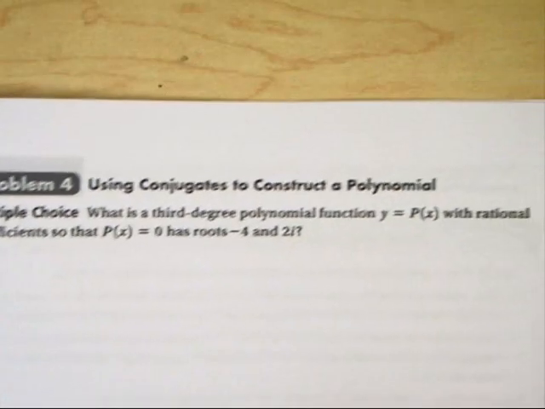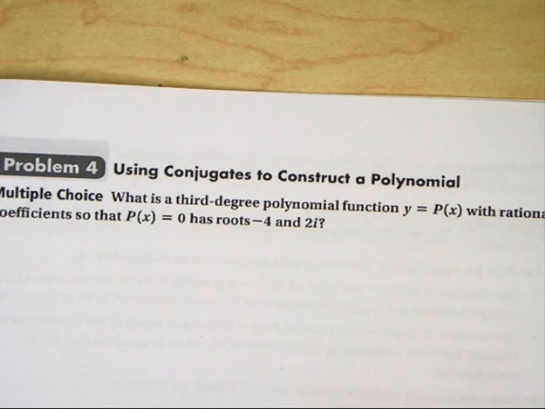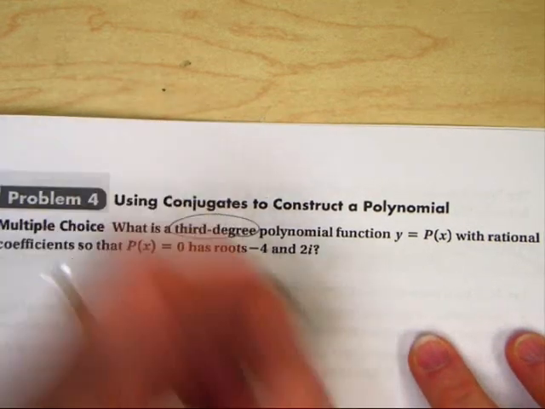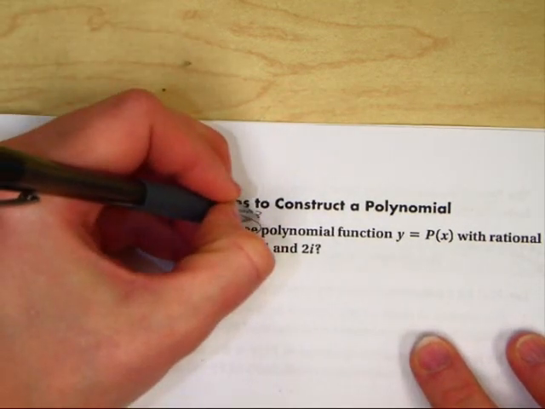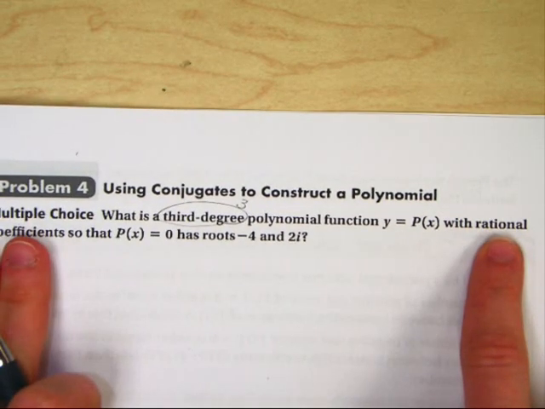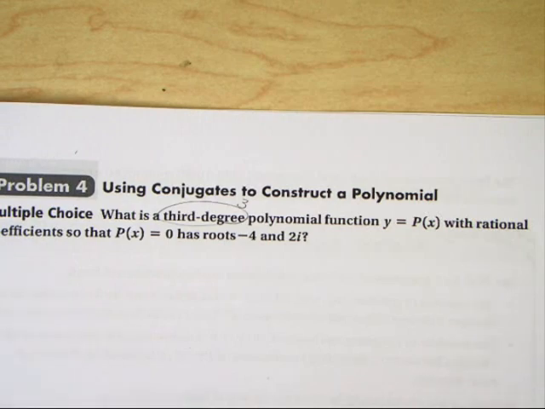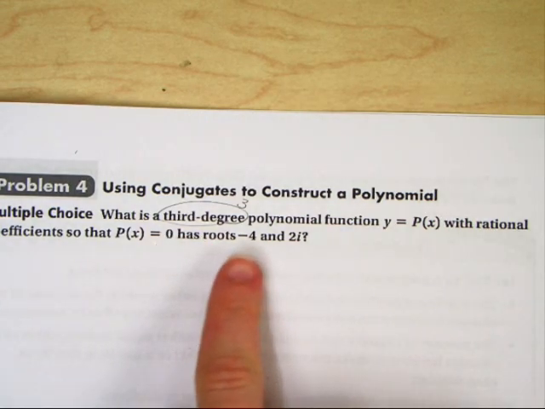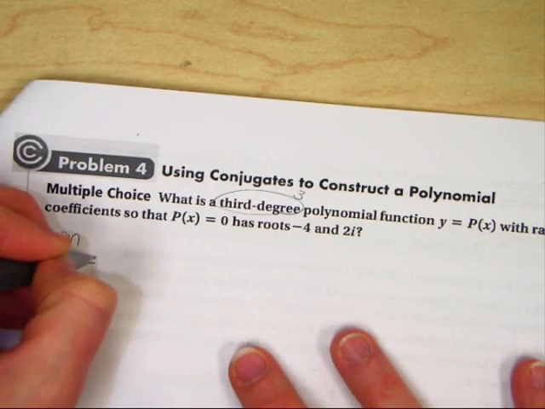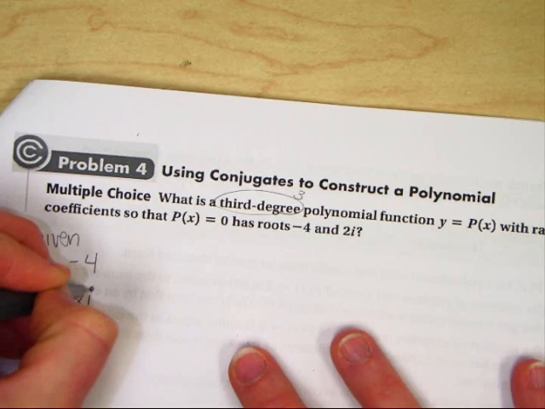Problem 4. Using conjugates to construct a polynomial, it's going backwards. Given the answers, what would the polynomial be? It says, what is a third degree polynomial? Okay, so we're going to have 3 x's when we multiply them all together. If it has rational coefficients, that means we're allowed to use our rules, so that p equals 0, and we have the roots of negative 4 and 2i. So given to us is a negative 4 and a 2i.